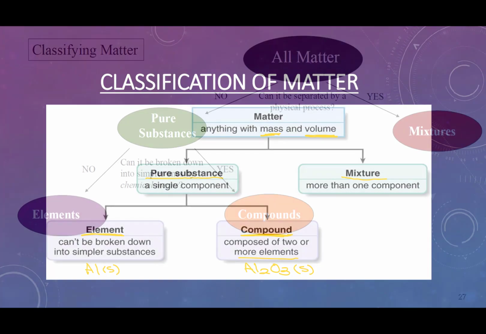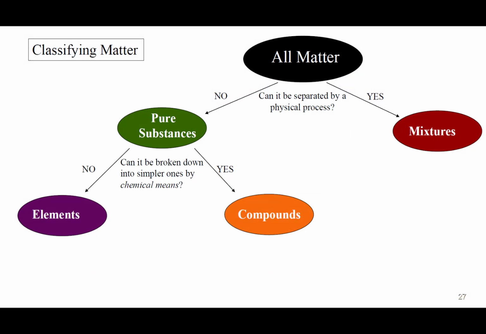All right, this is another way of classifying matter. Just look at it. If it undergoes a physical change, it's a mixture. If not, it's a pure substance. For pure substances, ask yourself, can you break it down any more? If you cannot, it's an element. If you can, it's a compound. That's another way of looking at it.